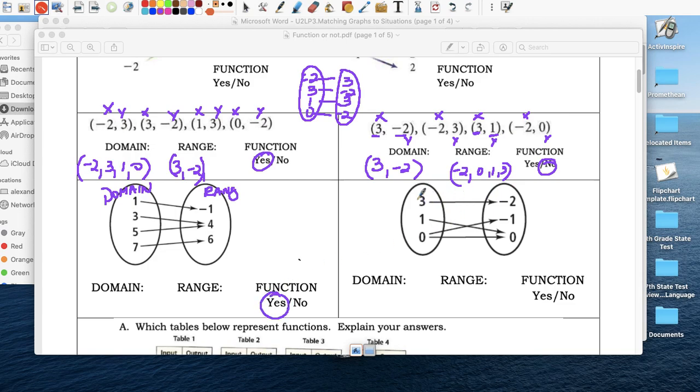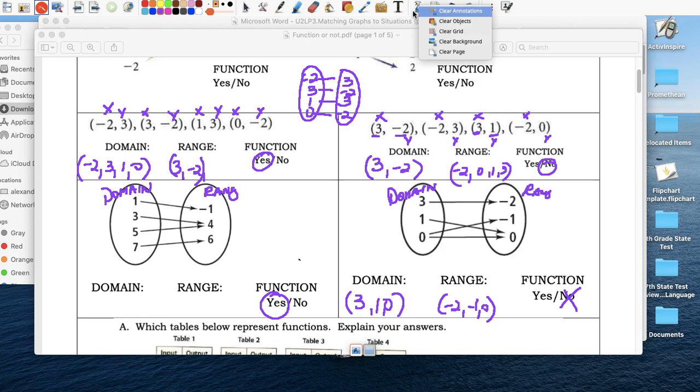So again, let me write domain here, or input, output. 3 has -2, 1 has an output of 0, that's okay. 0 has an output of -1, and 0 has an output of 0. So again, this is my domain, and remember, this is my output, and it's not a function.